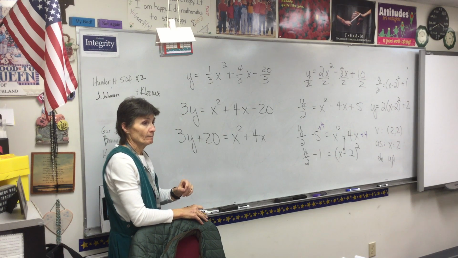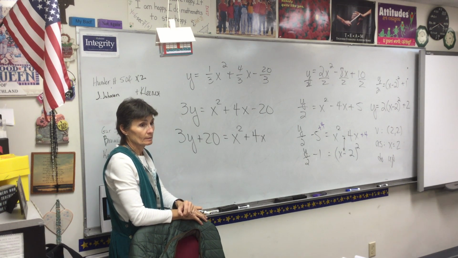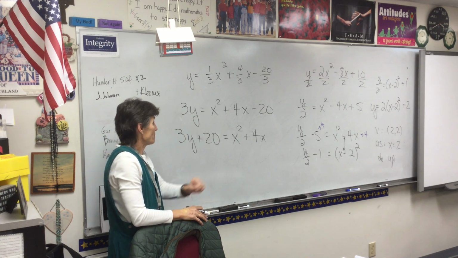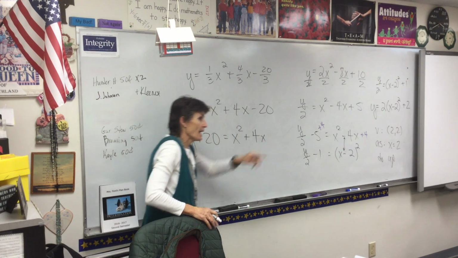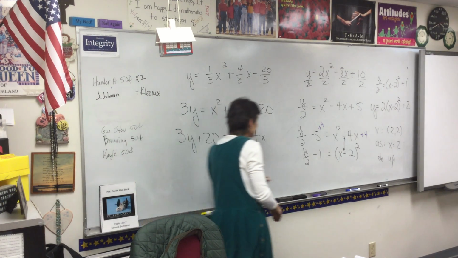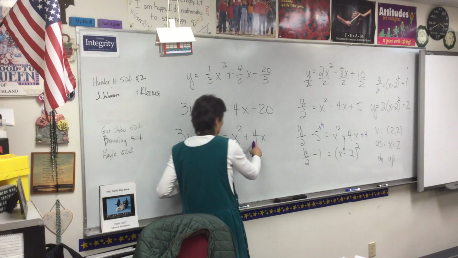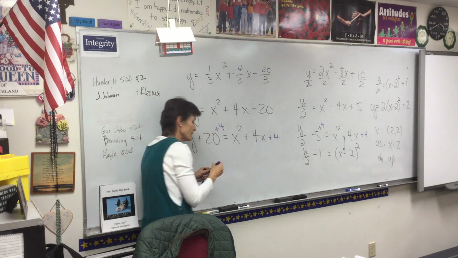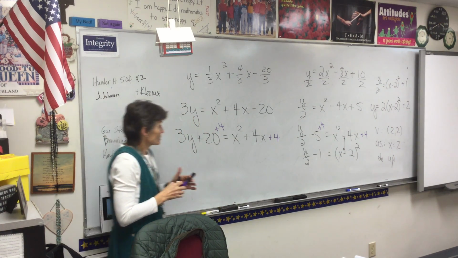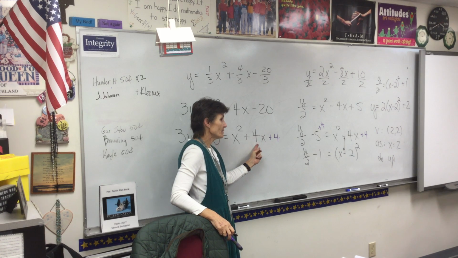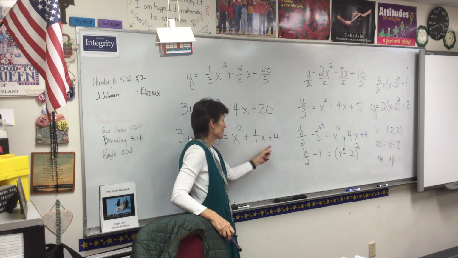I'm making room for the new number I'm going to add. When you complete the square, you have to add something. So what is the new number I'm going to add? 4. Half of 4 is 2, and 2 squared is 4. So to get this 4, I take half of this and square it. That gives me a 4.